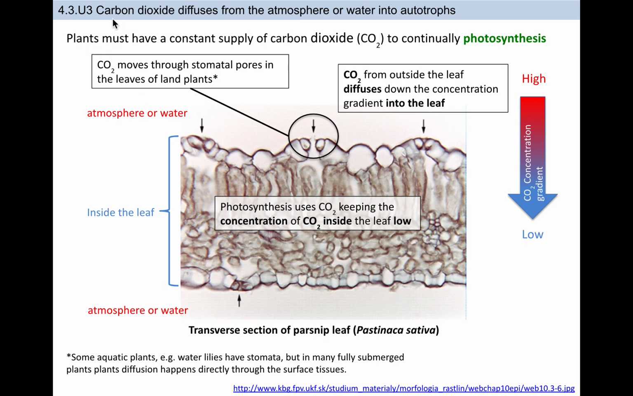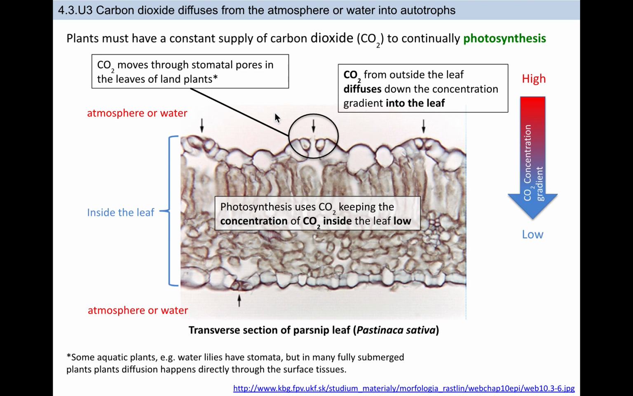So the next understanding is carbon dioxide diffuses from the atmosphere or water into autotrophs. We just talked about that a little in the beginning, but just so you can see how this happens with plants or autotrophs. Plants have a constant supply of carbon dioxide to continually do photosynthesis. And carbon dioxide comes from outside the leaf in the atmosphere and diffuses through something called a stomata. So this is like plant cells here, and this is the outer edge of the plant. This would also happen sometimes for aquatic plants. If they don't have stomata, it's just going to directly diffuse through their surface tissues.